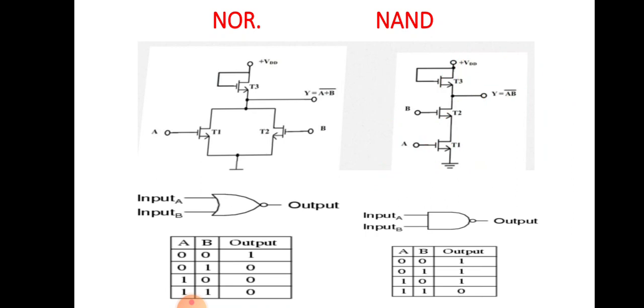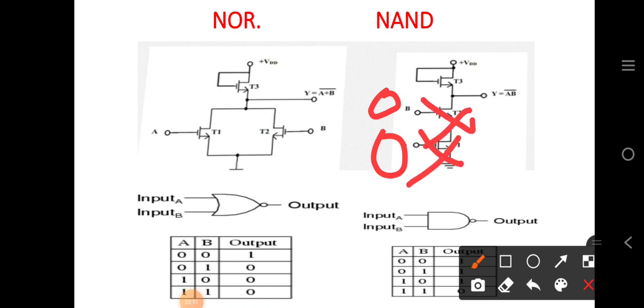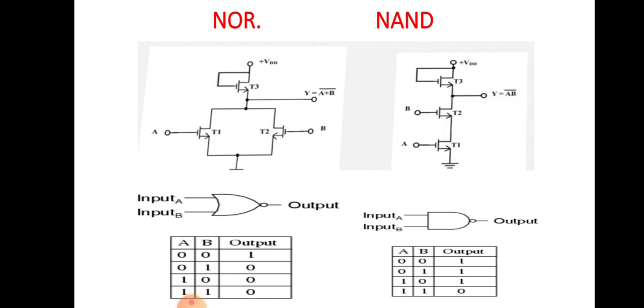And the last condition is, if both the inputs are 0, it means both the transistors are in cutoff region, the current will come and go towards the output and it will give 1. So here we have seen all the four conditions for NAND gate. So this type of family is called as the MOS.